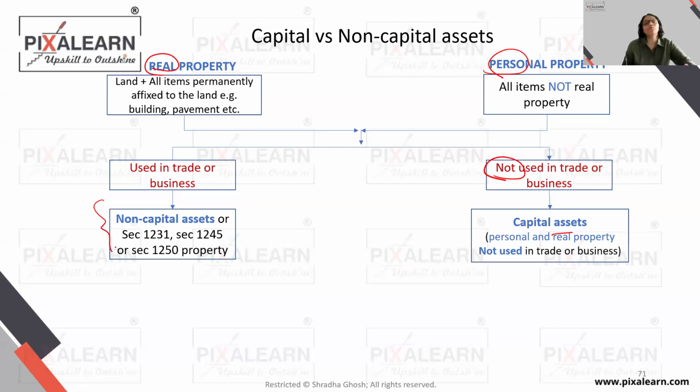For property which is held for business, technically, I'm not going to call them capital assets. I'm going to call them Section 1231 assets, Section 1245 assets, and Section 1250 assets. Now, this is an area which becomes very important when you're going to do Part 2. I don't see them asking a lot of questions, at least in this category in Part 1, because this is more related to the business use of assets. Very nice.